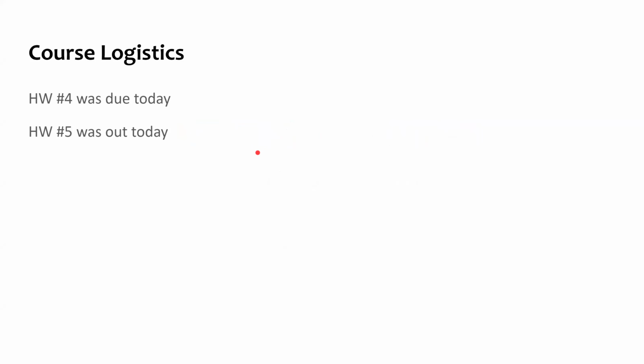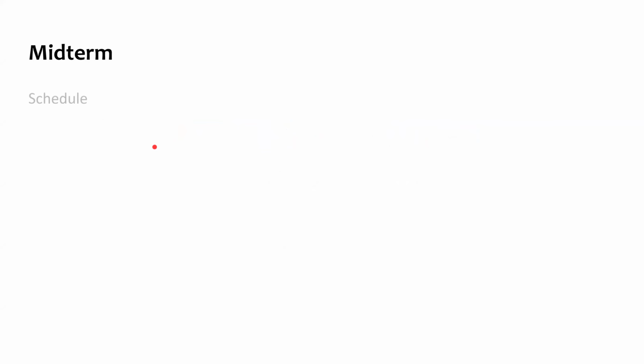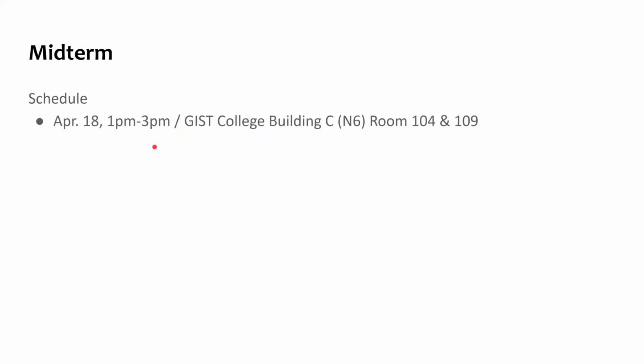First, course logistics. Homework 4 was due today, and homework 5 was out today. And regarding the midterm, the schedule is fixed. It's going to be on April 18th from 1 p.m. to 3 p.m. And we have two rooms. The first room is GS College Building C, N6, room 104 and 109.